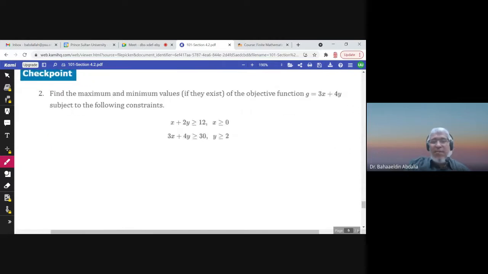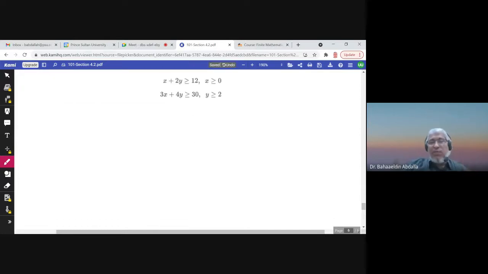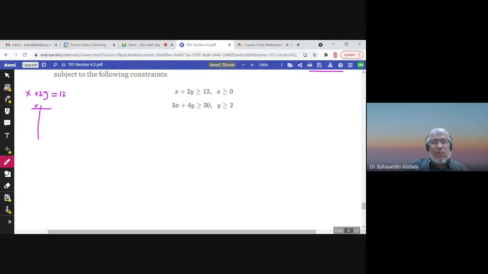Find the maximum and minimum values, if they exist, of this objective function subject to these constraints. So we start by graphing the region, the feasible region. First, we graph the line x plus 2y equals 12. If x is 0, y is 6. If y is 0, x is 12. The other line, 3x plus 4y equals 30.